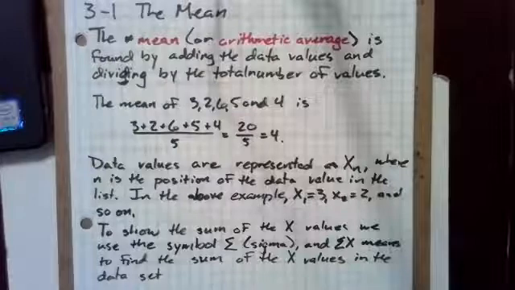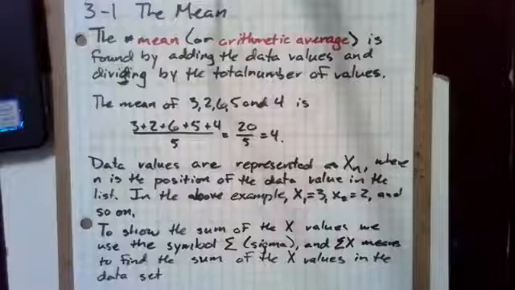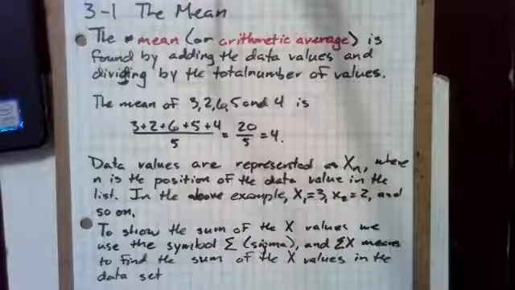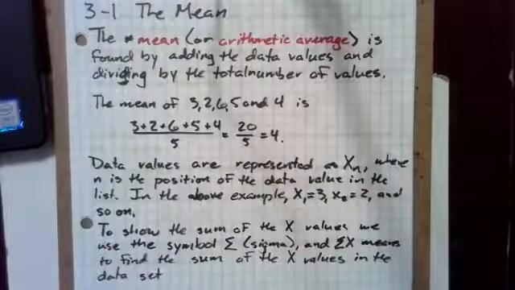Data values are represented as x sub n, where n is the position of the data value in the list. In the above example, x1 is 3, x2 is 2, and so on. To show the sum of the x values, we use the symbol sigma, the capital Greek letter, and sigma x means to find the sum of the x values in the data set.